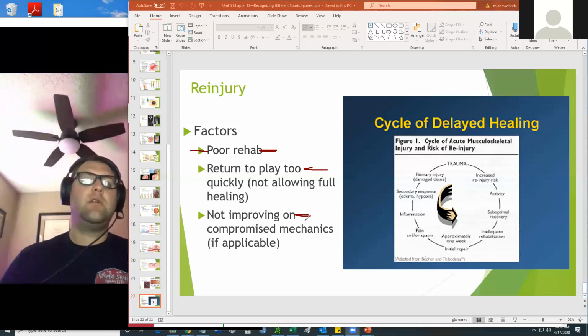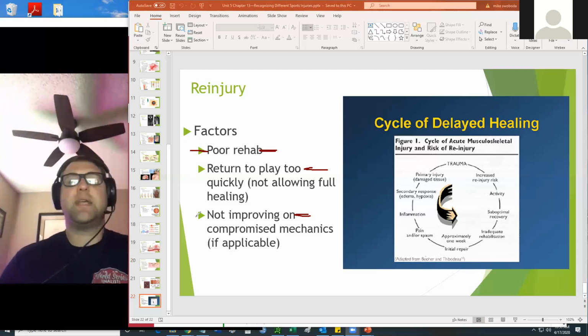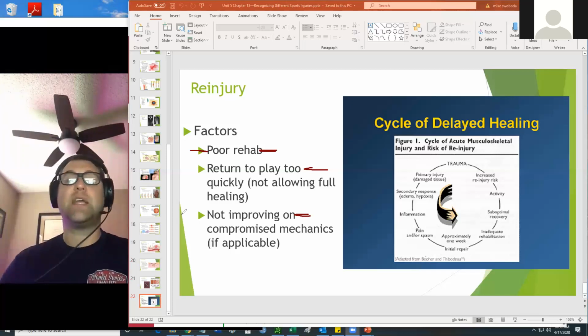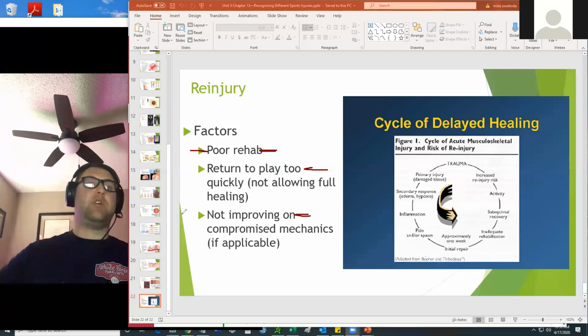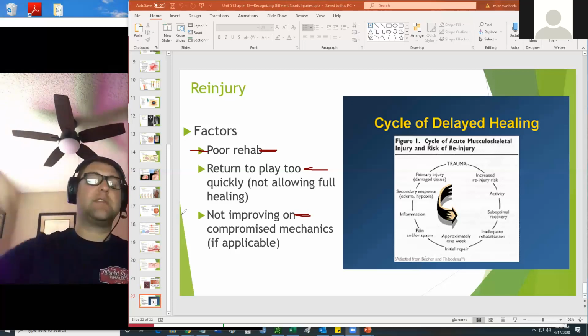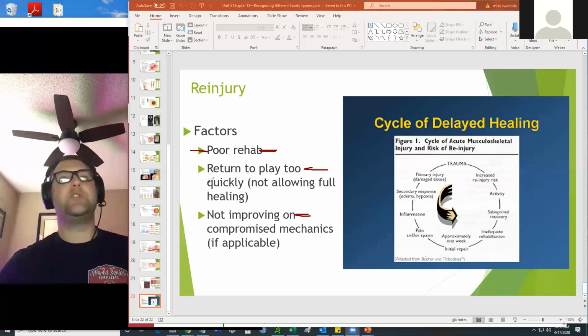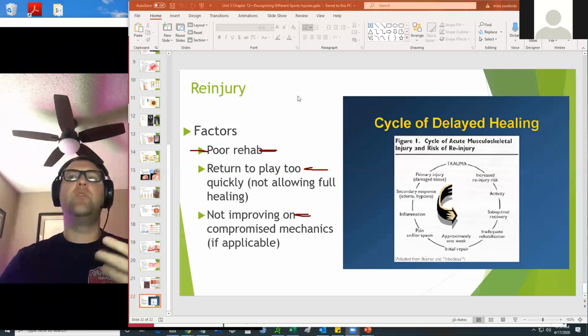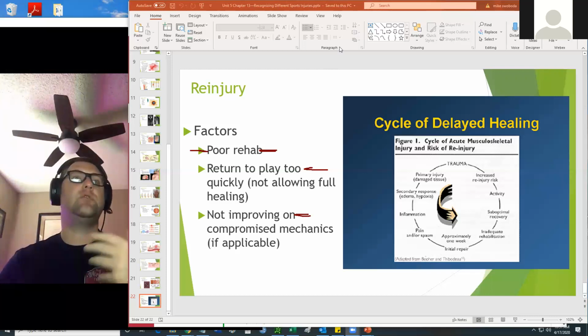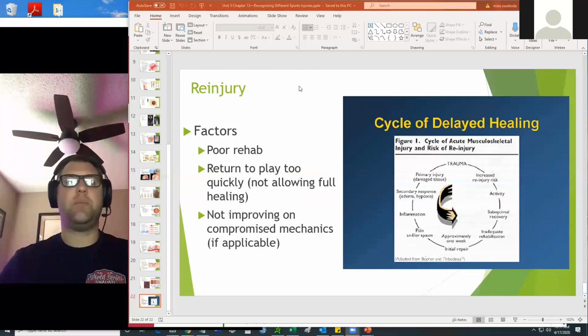And then not improving on compromised mechanics, this is kind of the same thing as insanity, doing the same thing over and over and expecting different results. When you don't improve on your mechanics, say for a baseball pitcher, if I'm throwing and I tear my rotator cuff and I don't change my mechanics, and I go back to the exact same mechanics, more likely than not, I'm going to re-injure that shoulder. So changing the underlying mechanics of the movement that caused the injury to begin with is going to be needed to prevent future re-injury of that area.